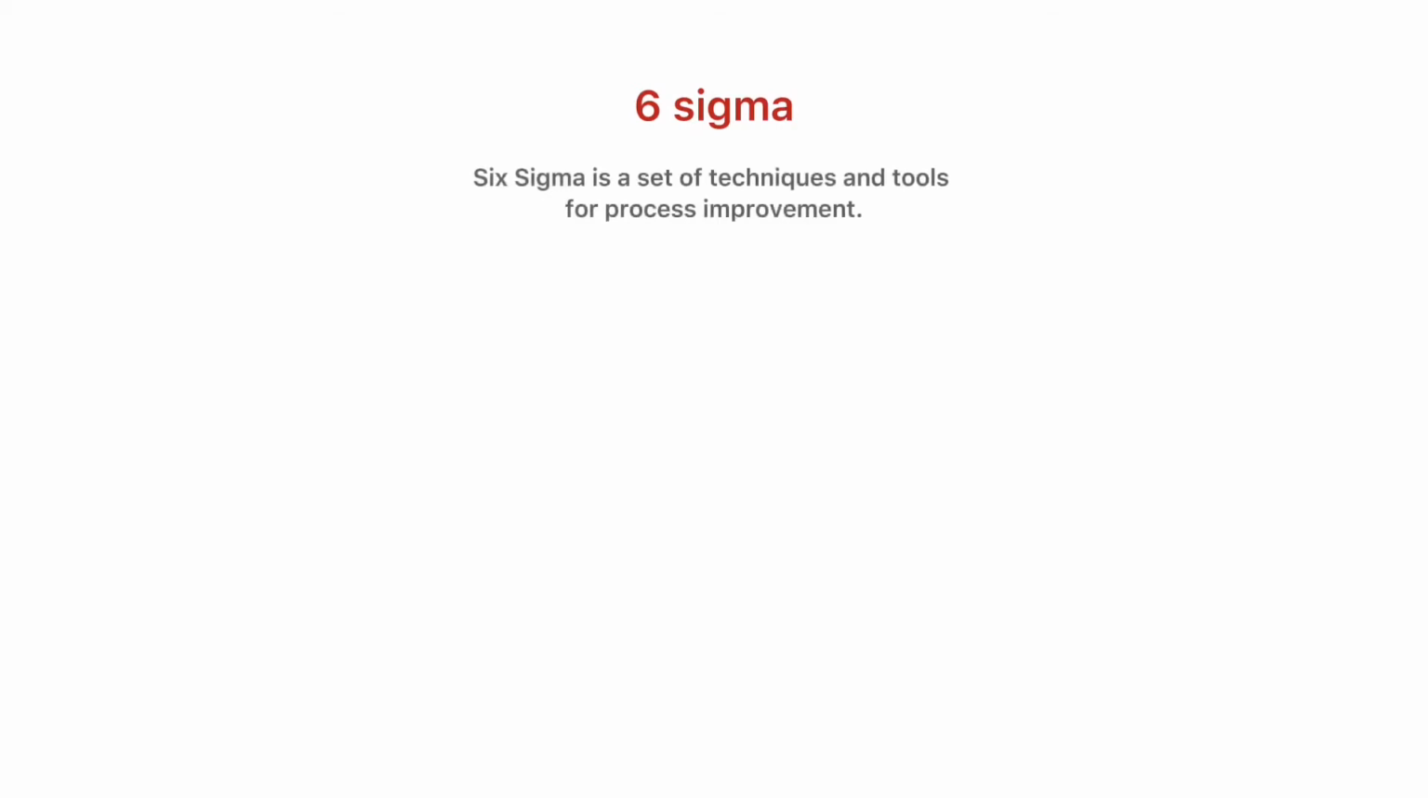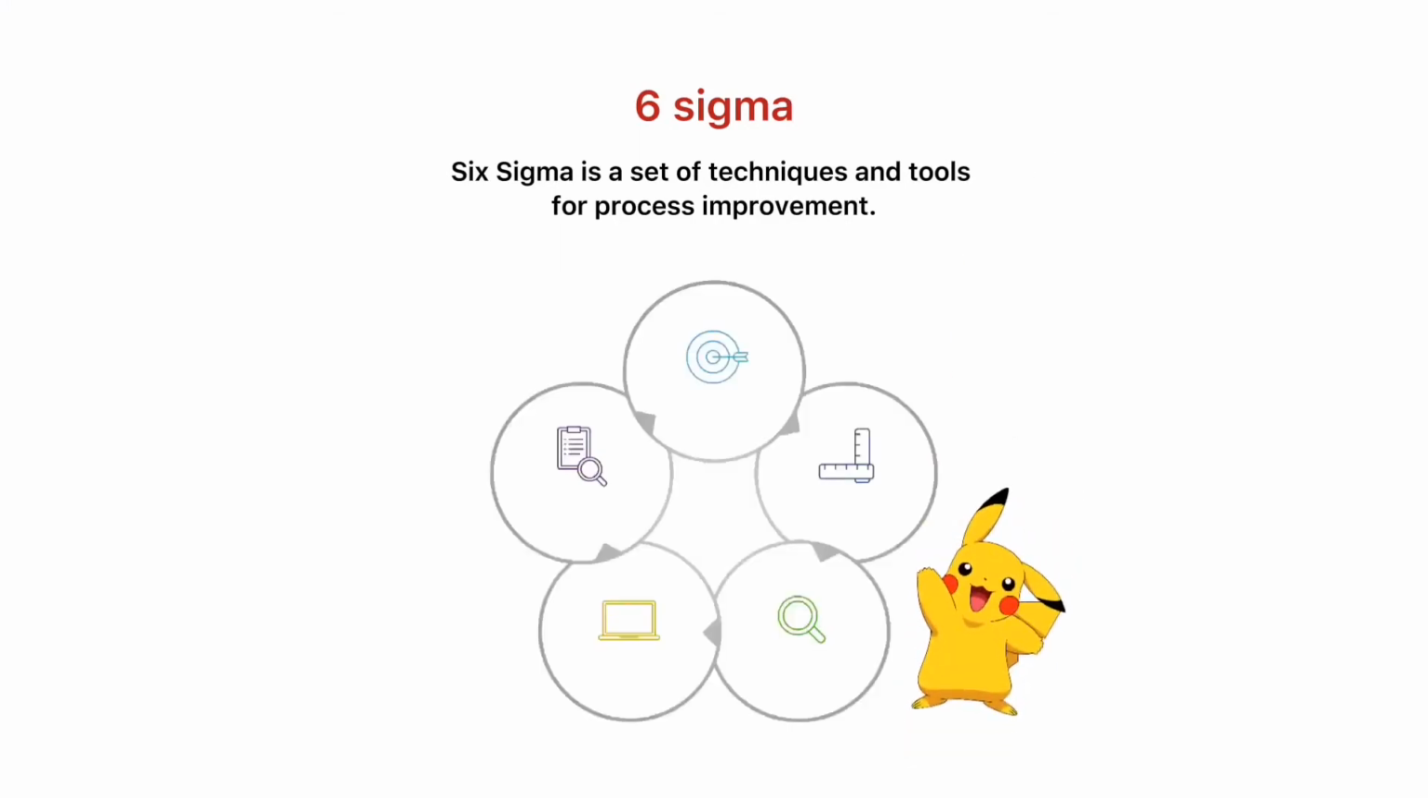What is Six Sigma? Six Sigma is a set of techniques and tools for process improvement. Six Sigma strategies seek to define the process and the problem, measure the current performance, analyze the process for issues and root causes, improve through determining and implementing actions, and lastly, control by maintaining the improved process.